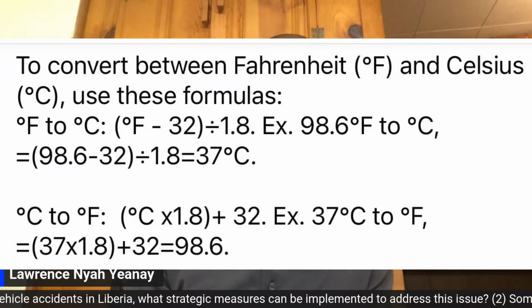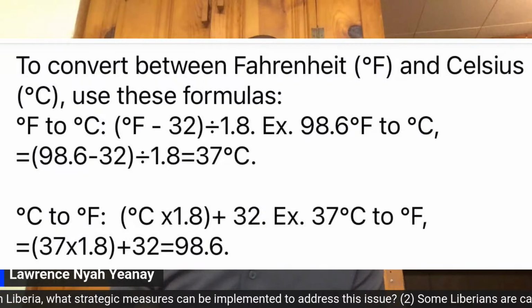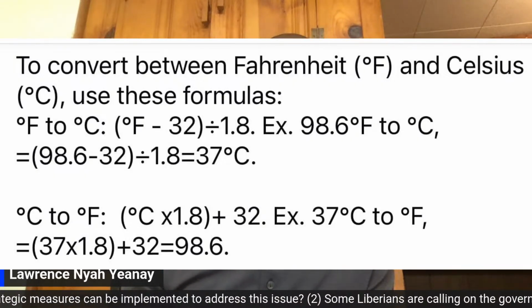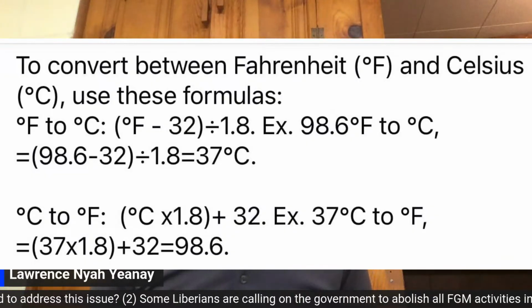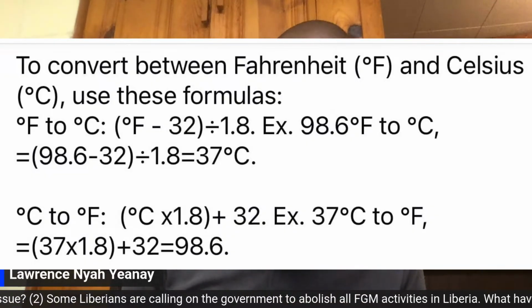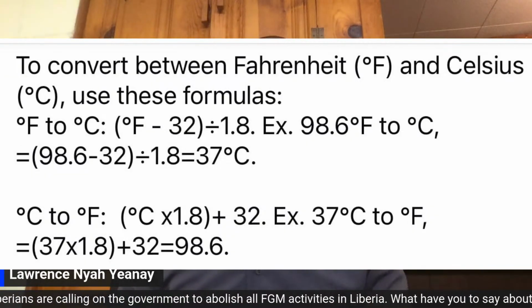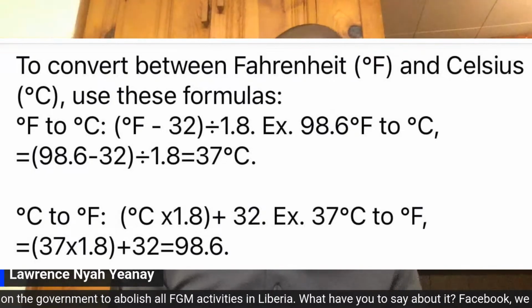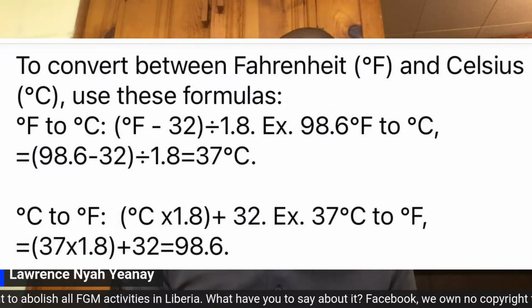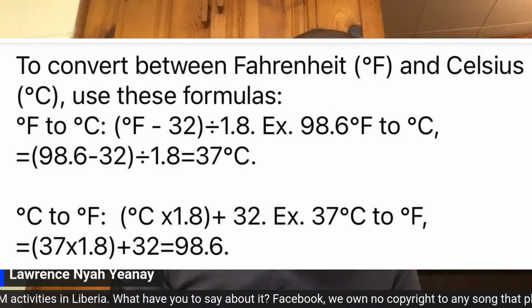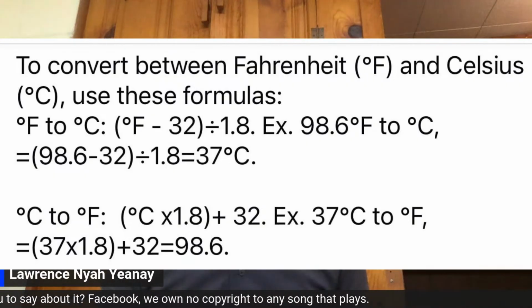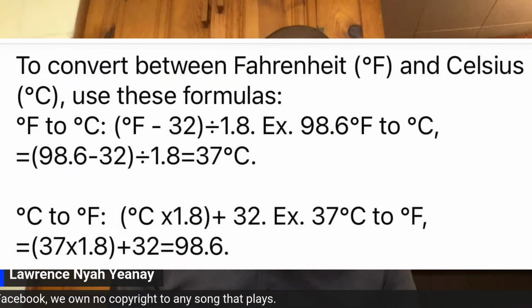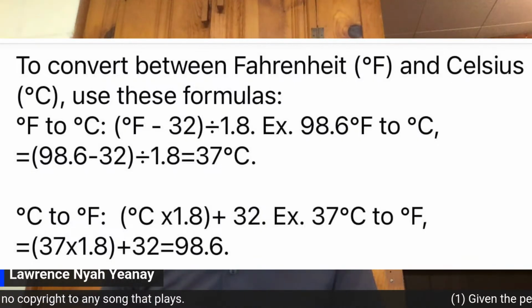You understand? And then it boils at 100 degrees on a Celsius scale and then it freezes at 0. So let's look at it. What's the difference between the boiling point and the freezing point? The boiling point is 212, right? And the freezing point is 32.